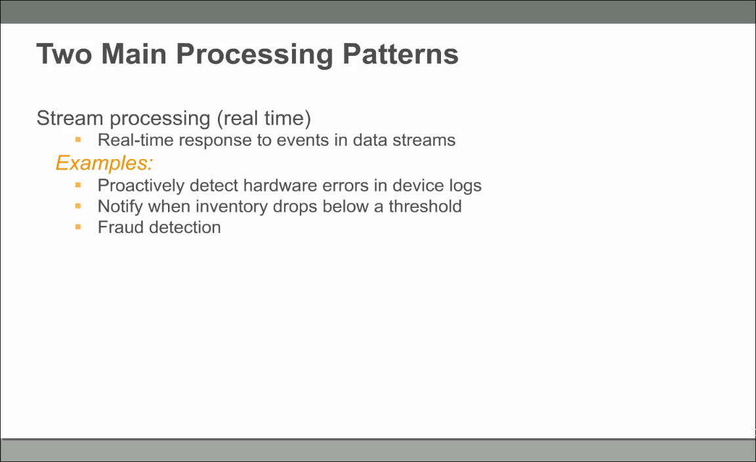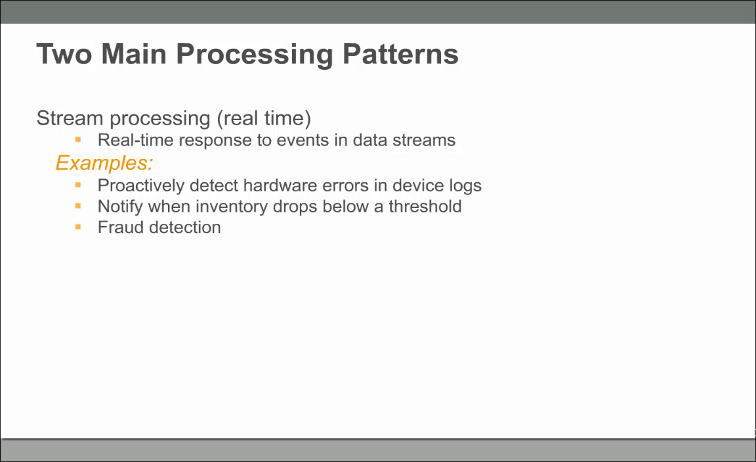So, if it's been determined that you have a streaming need, then we should consider how best to process that stream of data. There are two main patterns that are leveraged for processing streaming data. The first is stream processing. This allows for real-time responses to events and data streams. Some examples may include fraud detection, inventory alerts, or possibly detecting device failure.